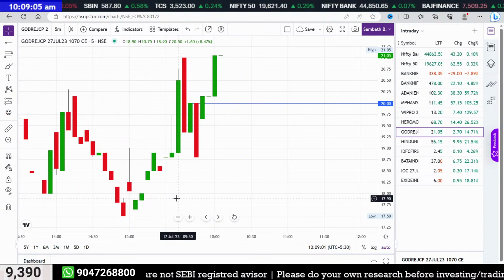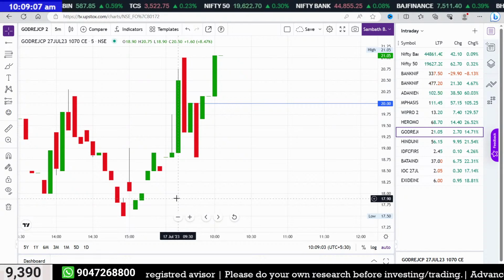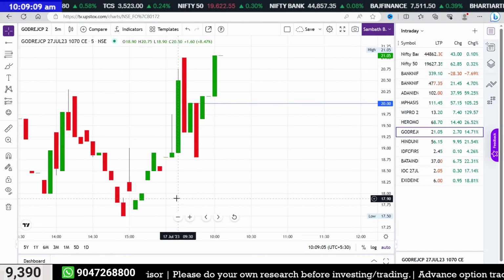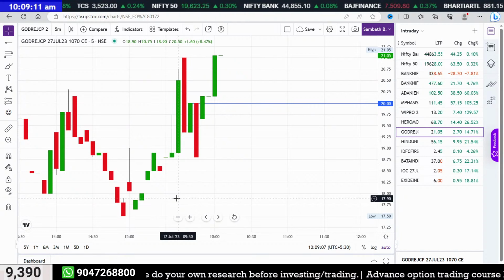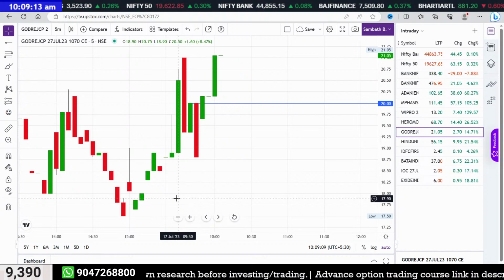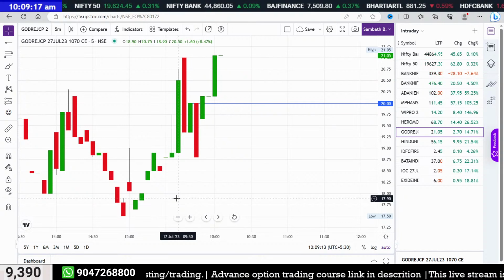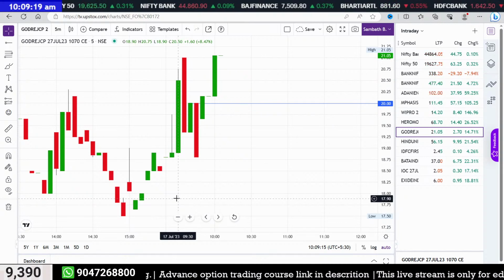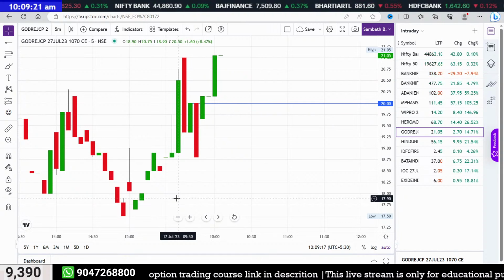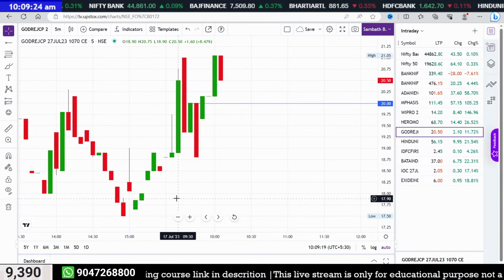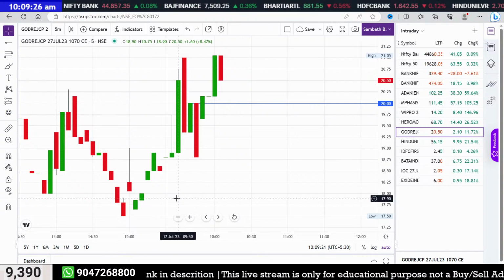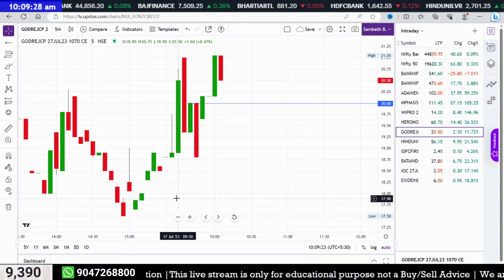13.7. Yeah, 14.2 now. A good move on a weekly basis in Wipro. 14.2. 14.3, 14.4, 14.5. 14.5 now.